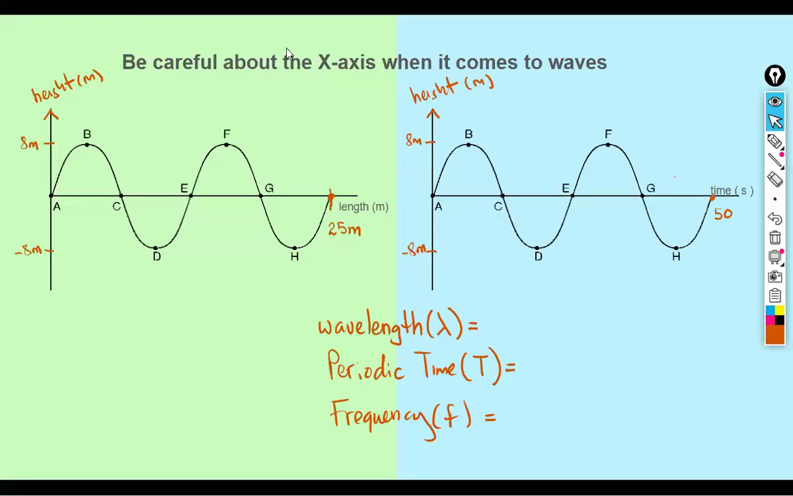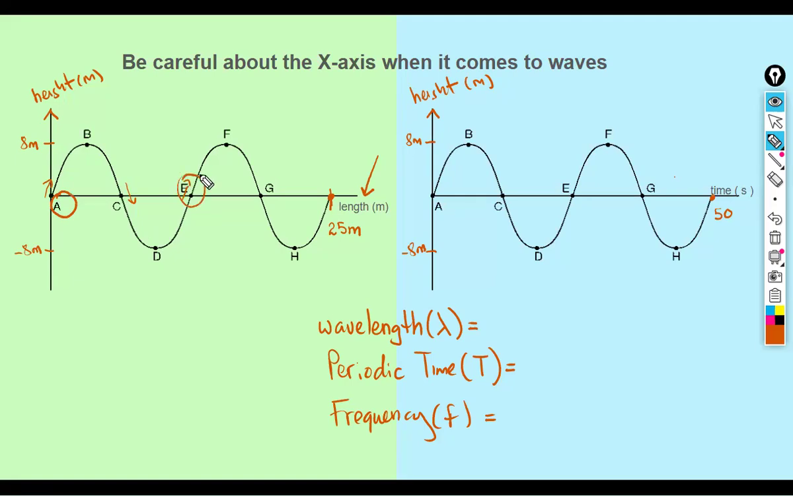Now, we're looking for wavelength. So we have to choose the graph where the x-axis measures the length. You notice one measures the length of the wave and the other one measures time. We can't use time to measure length, so we have to use the first graph. Now, what is the wavelength? A wavelength is the distance between two similar points. Remember the graph over here, the wave is going up and then it's going down and then it's going up again. Isn't A and E similar points?